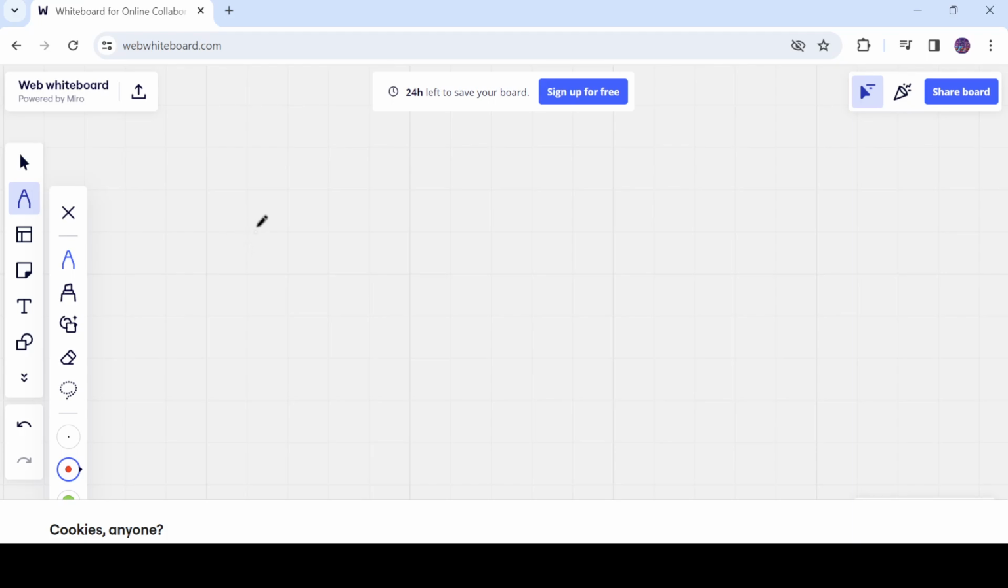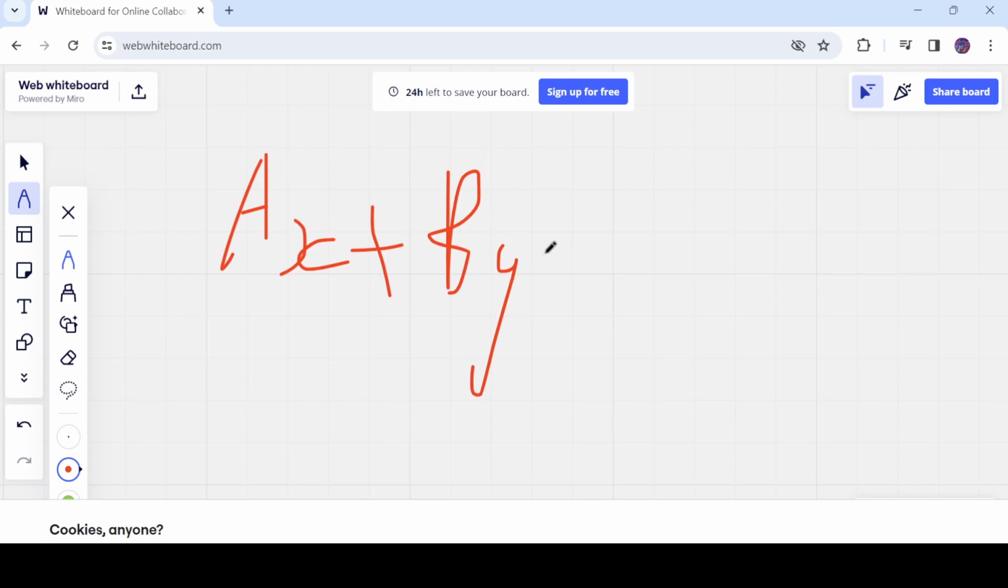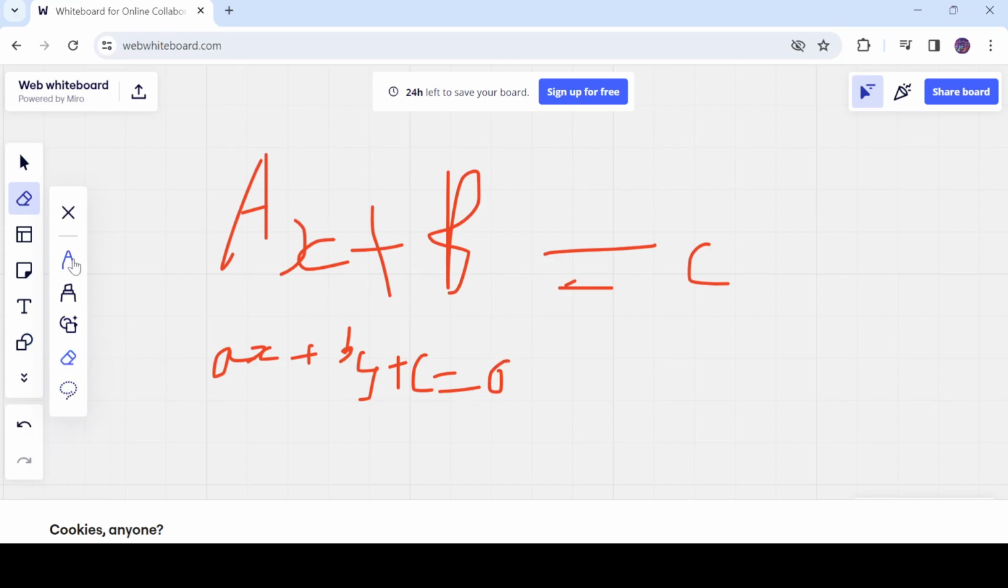But anyway, the form that you'll usually get questions in is ax plus by is equal to c, or ax plus by plus c is equal to 0. Now let me explain these real quick.